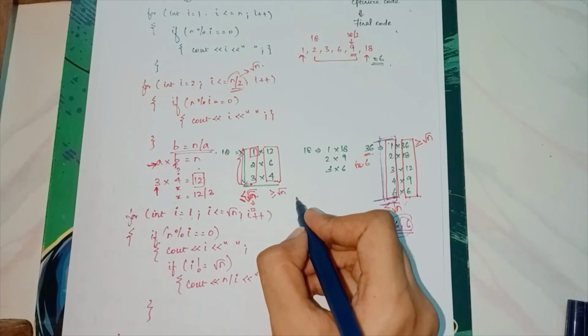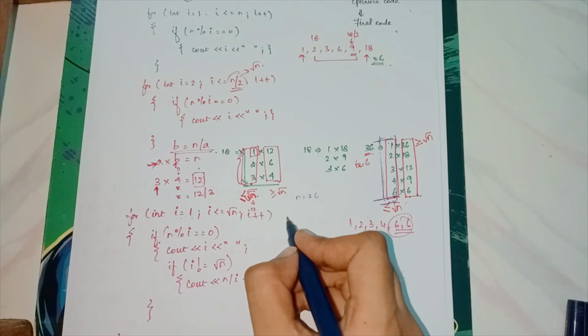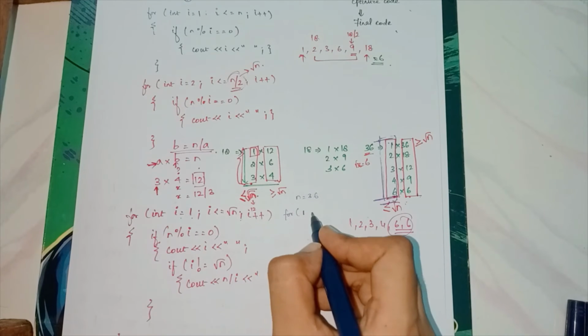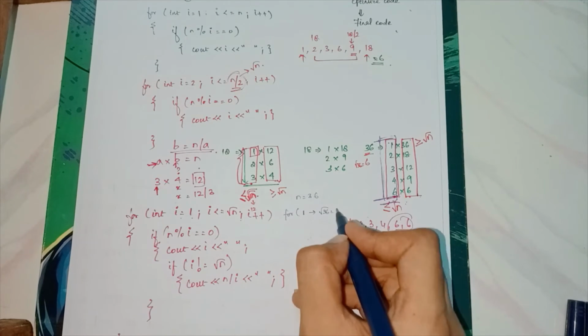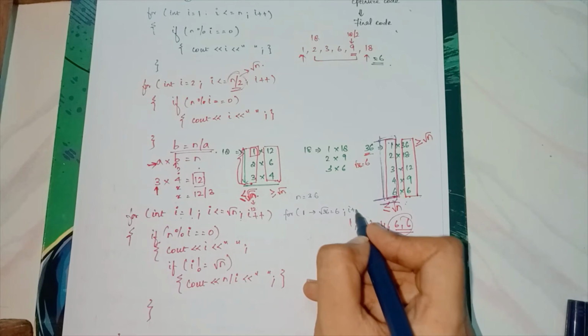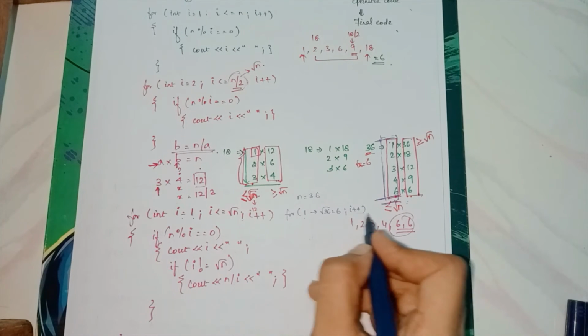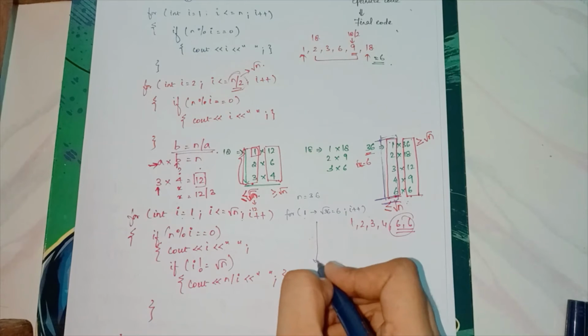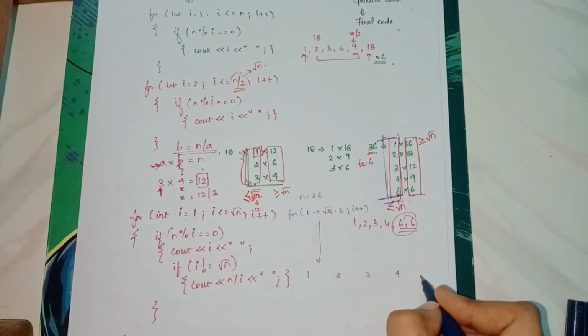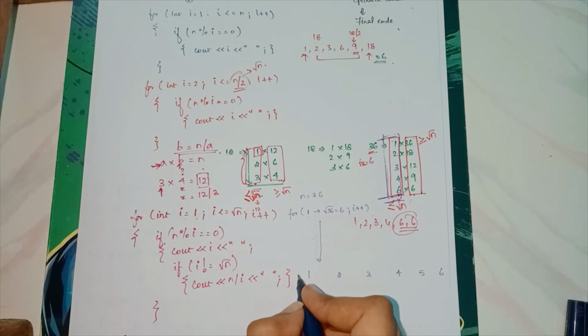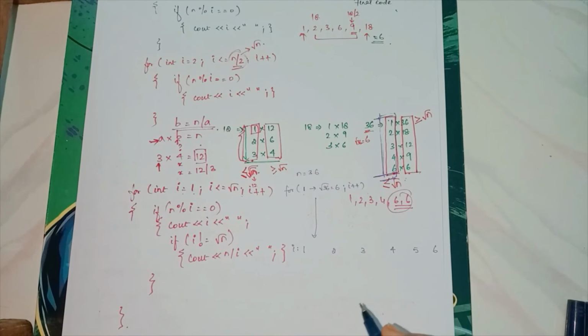Right now we got the input n is 36. So I am running a for loop from 1 till what? Root n. Root 36 is what? 6. I plus plus. So from 1 till 6 I am running it. So what will happen? 1, 2, 3, 4, 5 and 6. These are the values that I can possibly take.